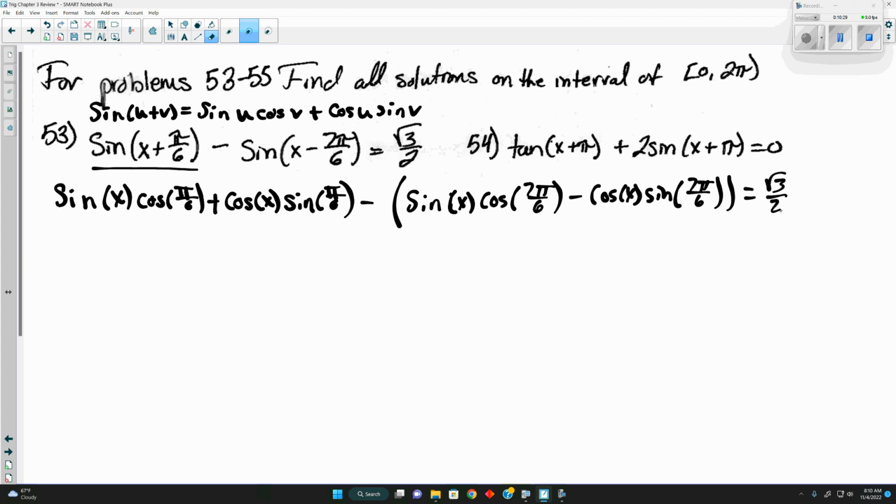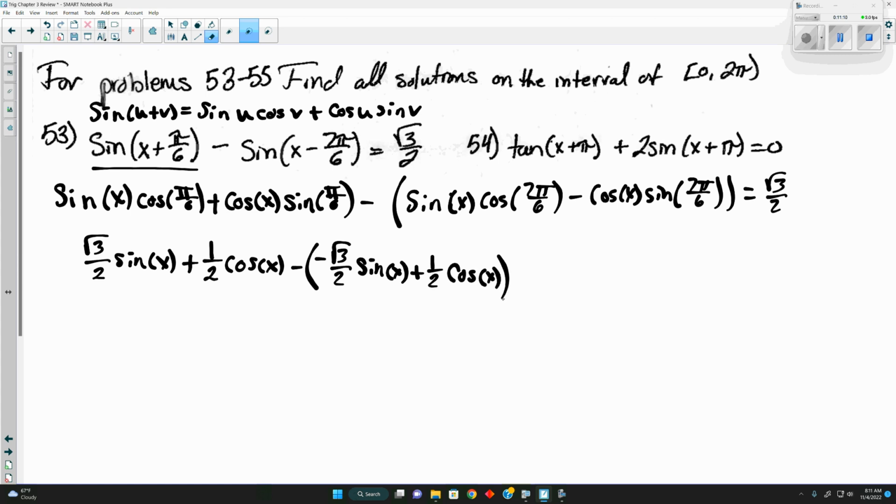Because cosine of pi over 6 is square root 3 over 2. So we have square root 3 over 2 sine of x plus, well, sine of pi over 6 is 1/2, 1/2 cosine of x, minus, here cosine of 7 pi over 6 is negative square root 3 over 2 sine of x, minus sine of 7 pi over 6 is negative 1/2, which is going to make that plus 1/2 cosine of x is equal to square root 3 over 2. I'd say this is a lot easier to work than what we were just dealing with, yes?